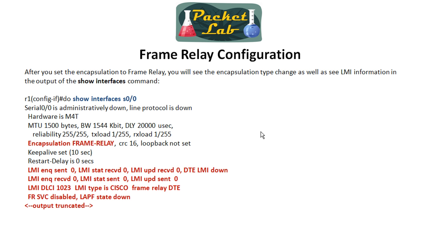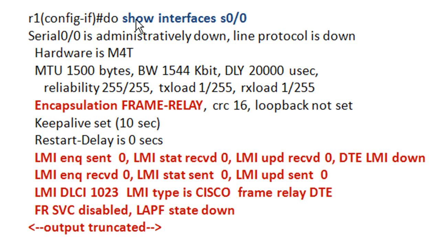As soon as you set the encapsulation to frame relay, you will see the results of that on your interface. You can see here we're still in configuration mode. The interface is still administratively shut down, so we haven't issued the no shut command to bring it back up, and I'm issuing the show interfaces 0/0. You can see now instead of HDLC, our encapsulation has been set to frame relay. You'll also see some additional information here, and this is the LMI information, which is unique to frame relay. You won't see this with HDLC or PPP because it doesn't exist with those protocols.